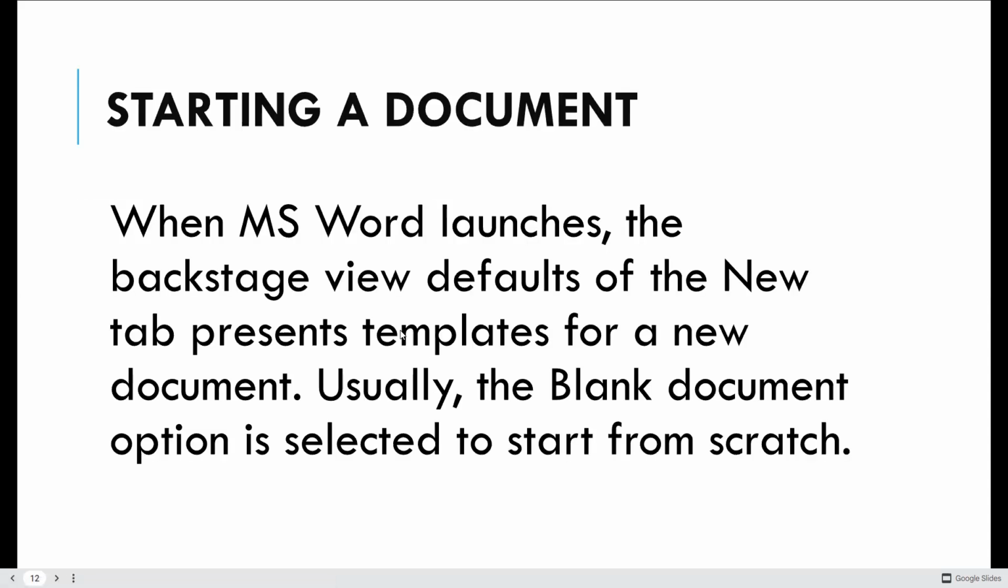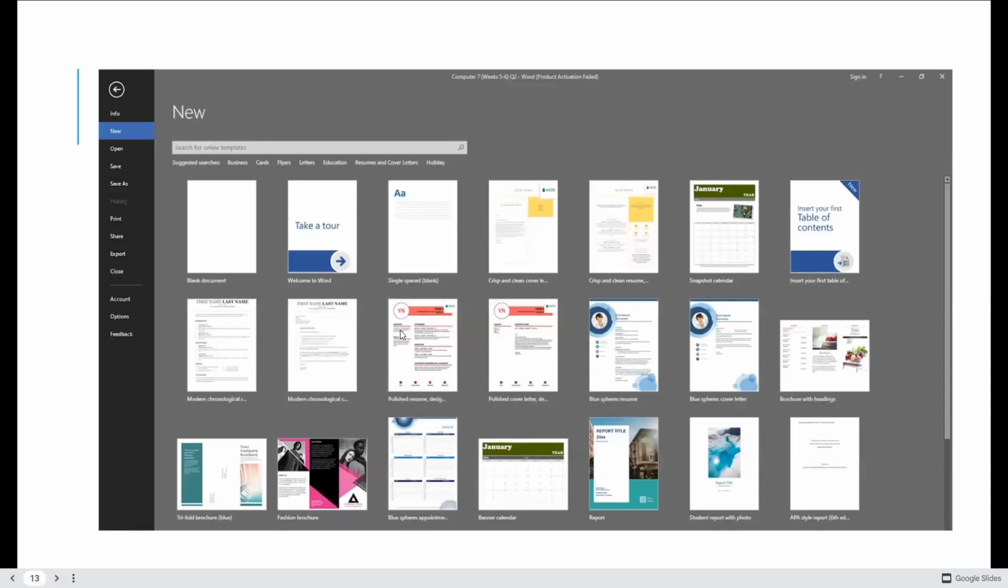Starting a document. When MS Word launches, the backstage defaults to the new tab, which presents templates for a new document. Usually, a blank document option is selected to start from scratch. When you open the MS Word program, you will be routed to this. You can click this blank document, or you can use these templates. There are a lot of readily made templates there.